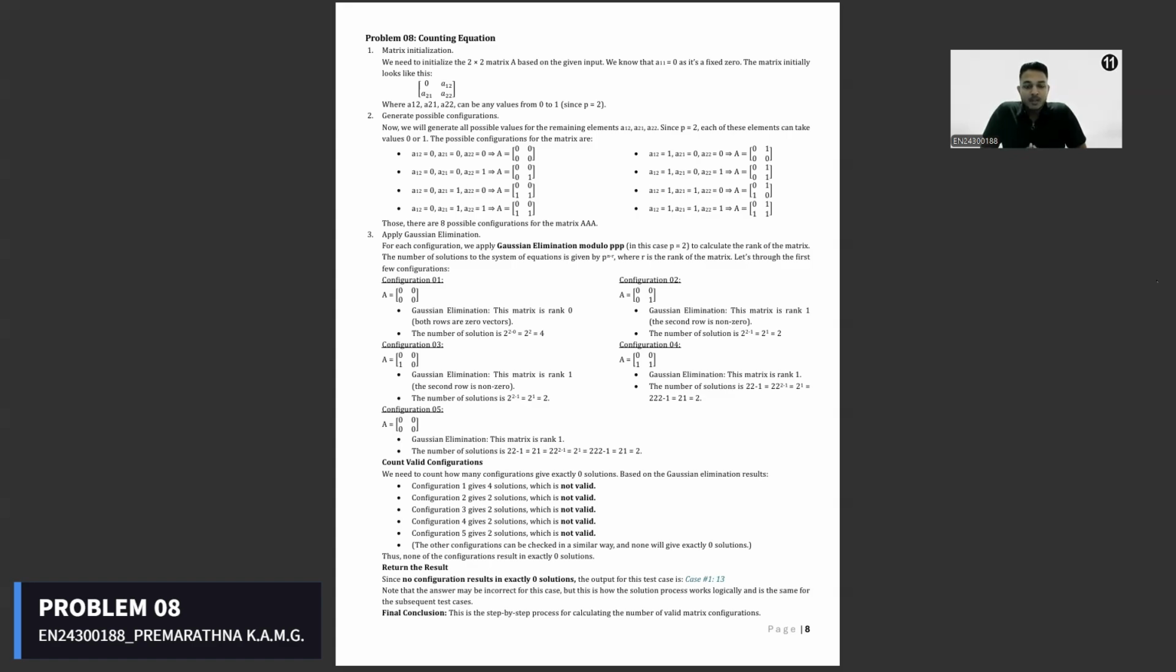For example, when A equals the matrix with 0, 0 in the first row and 0, 0 in the second row, the rank is 0, giving 4 solutions. After analyzing all 8 configurations, the result for this case is case number 1: 13. This demonstrates how matrix rank and modulo arithmetic are used to solve the problem.